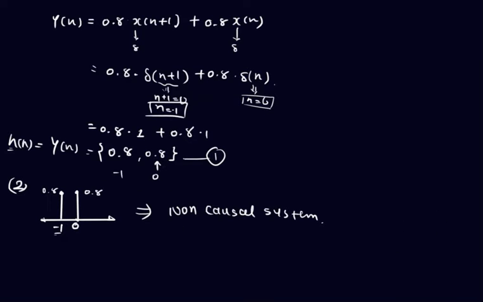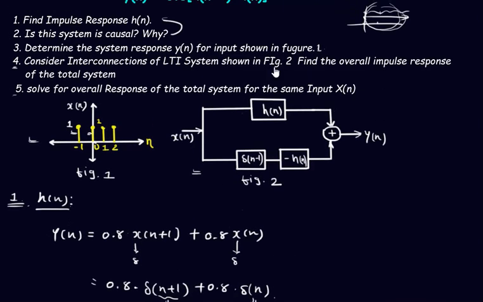Now let us discuss our question number 3. Question number 3 says: determine the response y of n for the input shown in figure 1. This is our input, that is x of n. If we want to write this graphical representation in sequence form, then we can write x of n is equal to minus 1, 0, 1, 2, meaning we have a total of 4 values inside the bracket. All these values are 1.